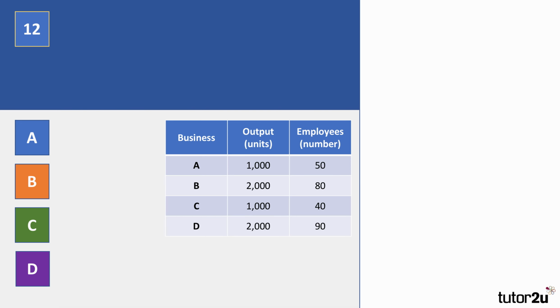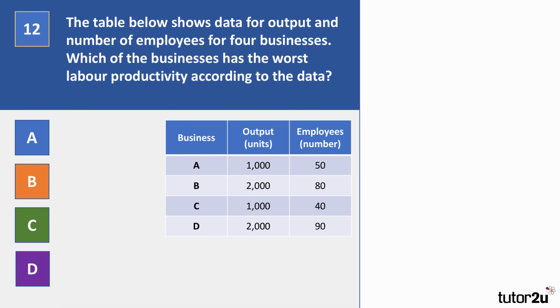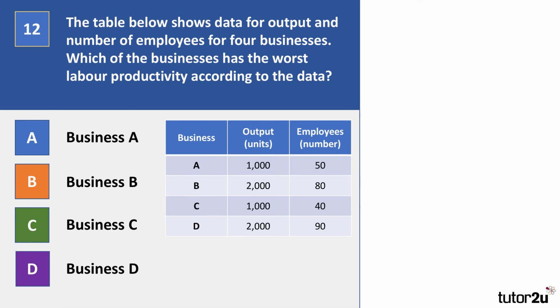Question 12 now, and again we're going to make use of a table here. The table below shows data for output and numbers of employees for 4 businesses. Which of the businesses has the worst labour productivity according to the data? So a bit of calculation to do here, so pause the video and work out whether it's business A, B, C or D that has the worst labour productivity.